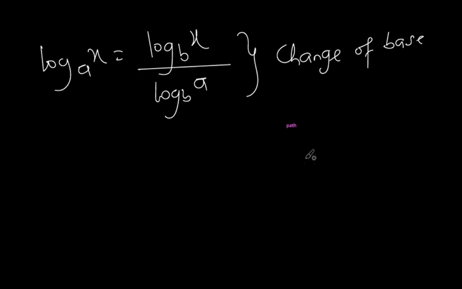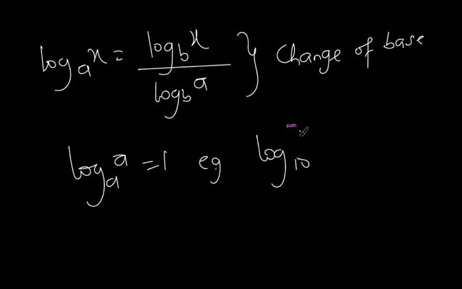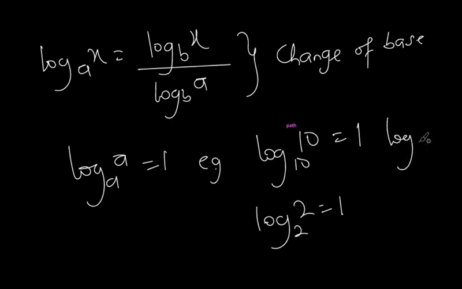And yes, before we start solving examples, we need to take note of the fact that if we have log in base a, and then the value we also have here is a, then this is equal to 1. So for instance, if we have log in base 10 of 10, this is equal to 1. Log in base 2 of 2 is also equal to 1. Log in base, let's say, 100 of 100 is equal to 1. So whenever we have log in base a of a, it is always equal to 1.